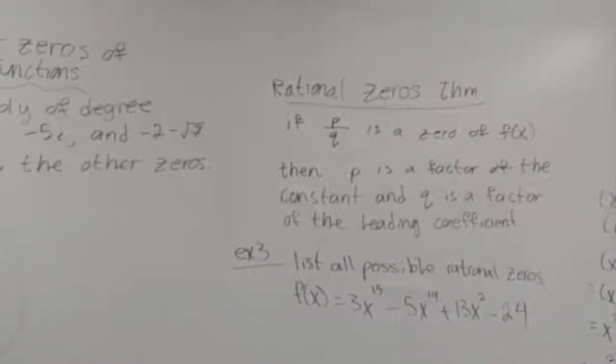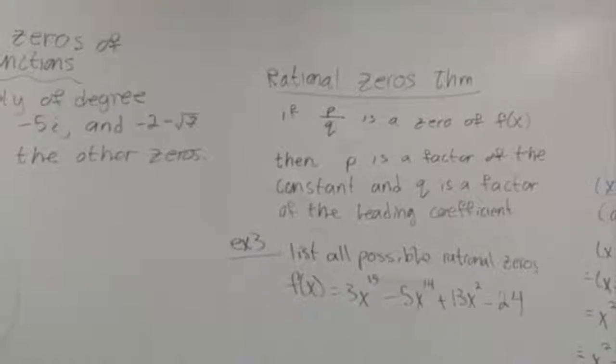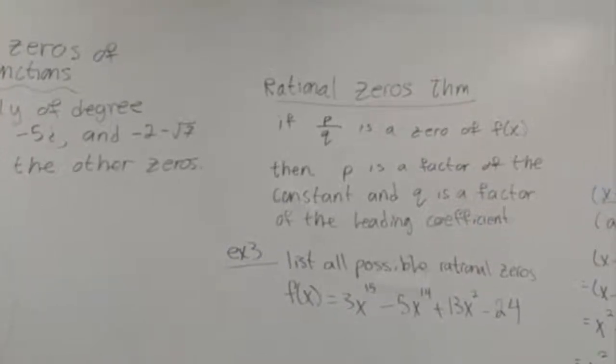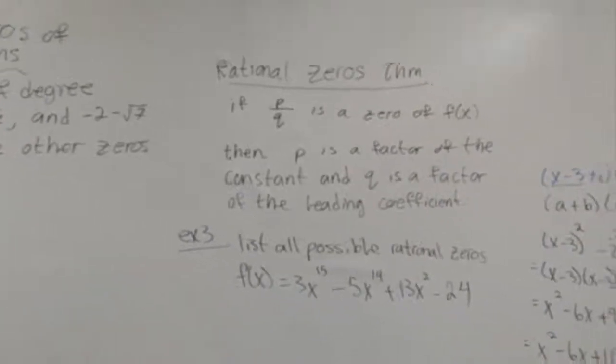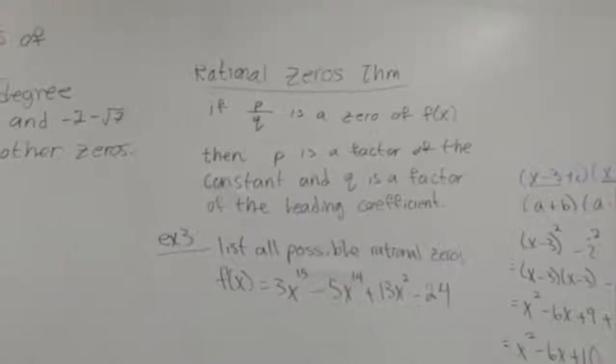And then that discards rule of signs. No, there's not a typo. That really wasn't positive for that one. Okay, here we're talking about possible. Okay, so list all possible rational zeros of this function.